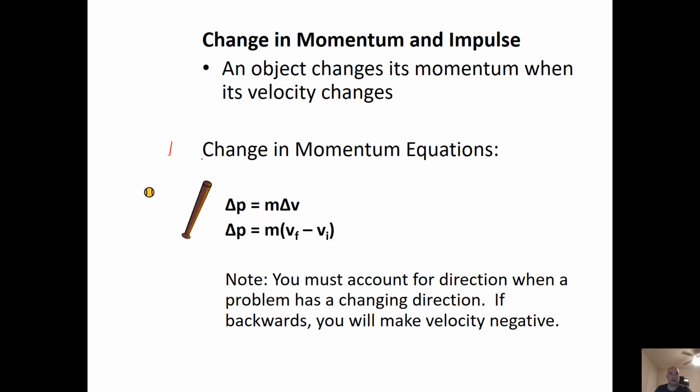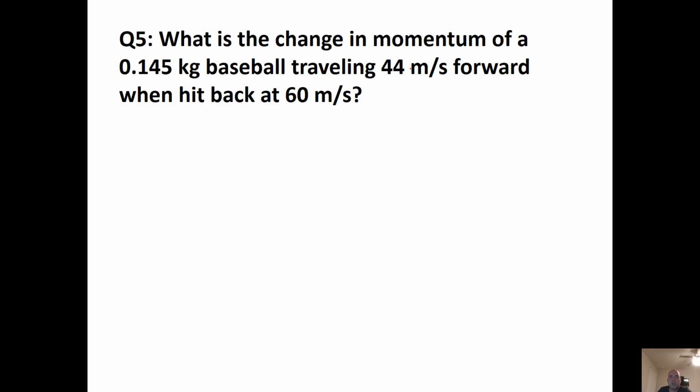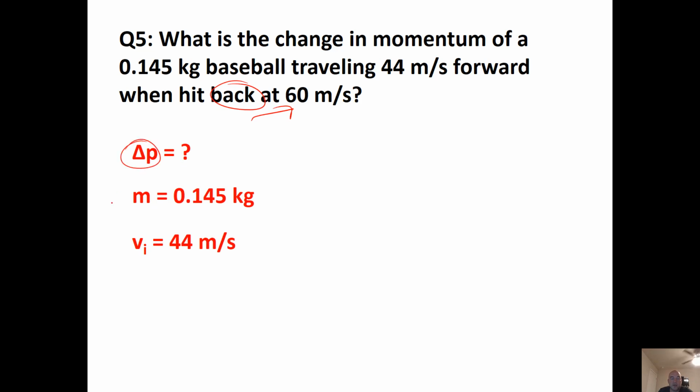So let's look closer at some of those. What's the change in momentum of a 0.145 kilogram baseball traveling at 44 meters per second forward when hit back at 60 meters per second? So back is going to make that negative. We have our variables. What's the change in momentum? So there's your change in P instead of P. It didn't say what's your momentum. It says what's your change in momentum. And so that gives me this right here, this change in momentum.